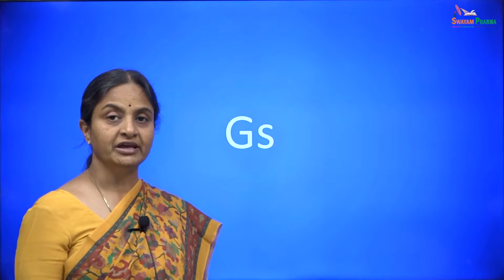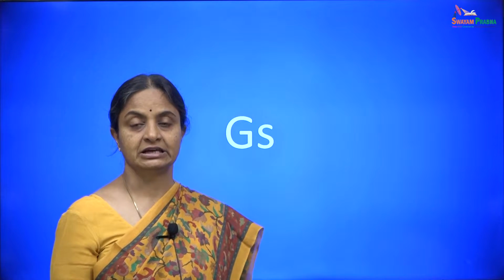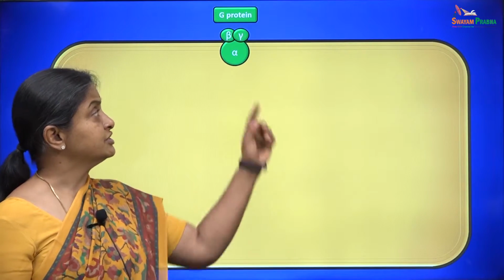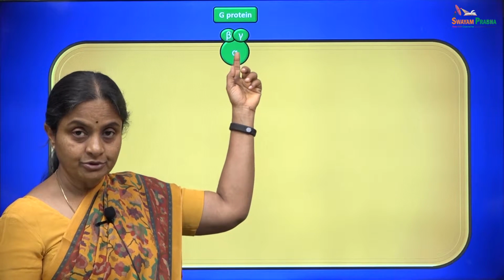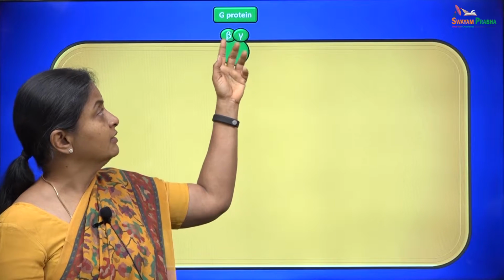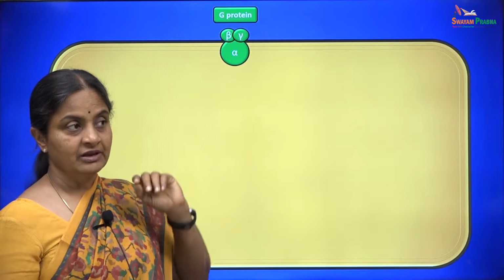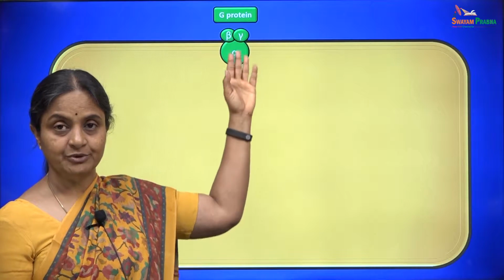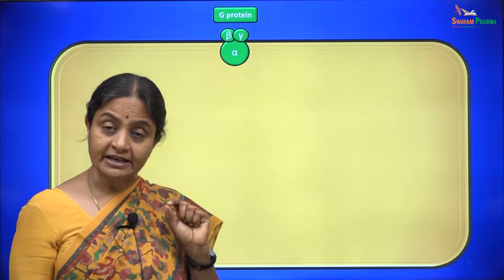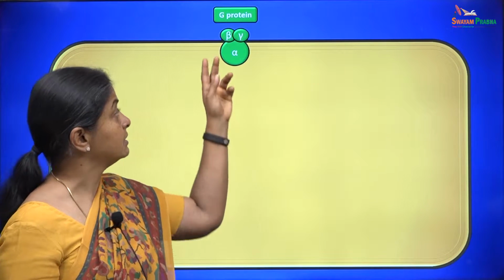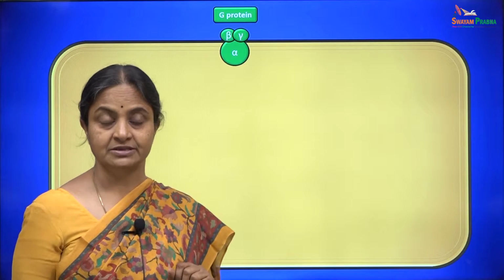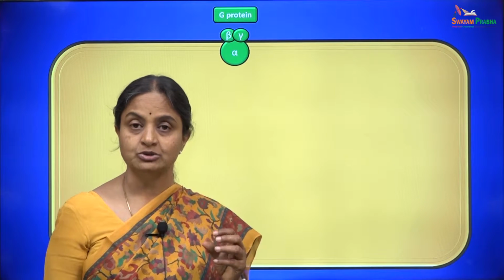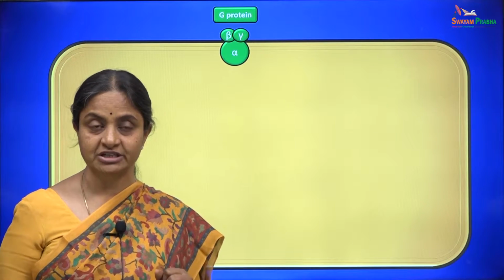Before seeing the pathway involving the GS type of G protein, let us consider what G proteins are. G proteins are proteins found on the membrane. They have 3 subunits. In fact, there are 2 types of G proteins. This is one of them, which has 3 subunits and is called the heterotrimeric G protein, which has alpha, beta and gamma subunits. The other type of G protein is a monomeric protein and is called a small G protein. That is also a set of G proteins.